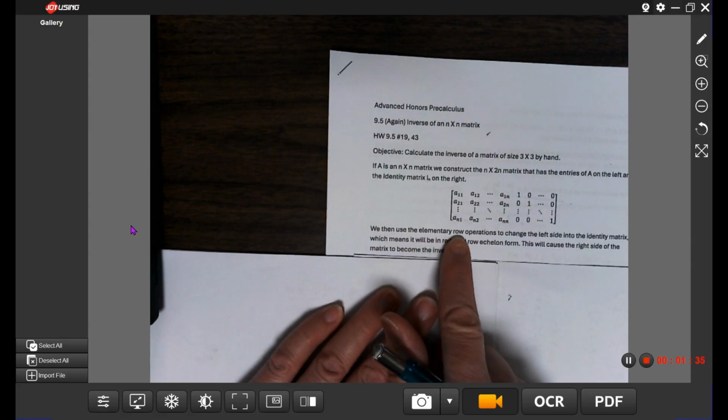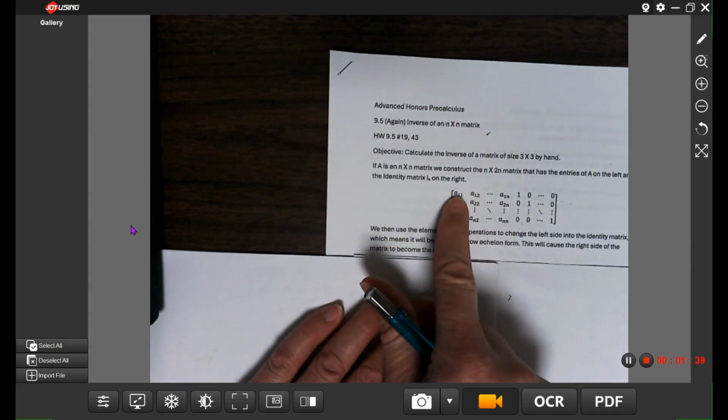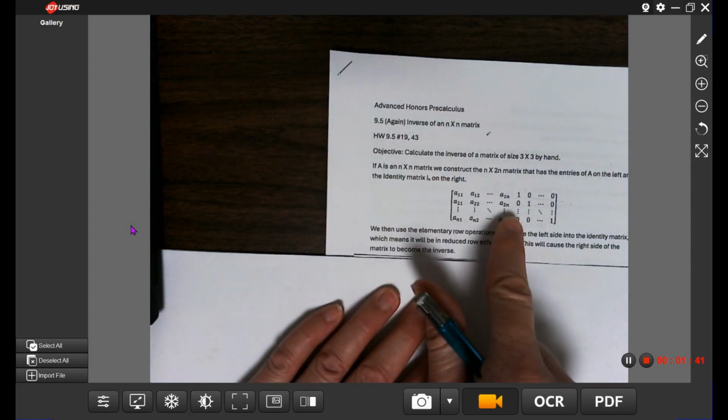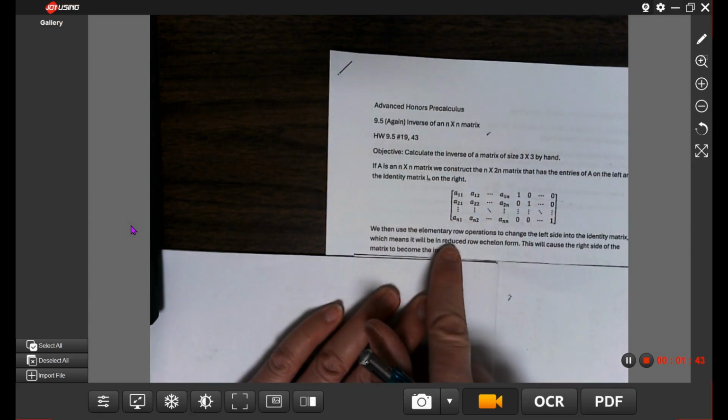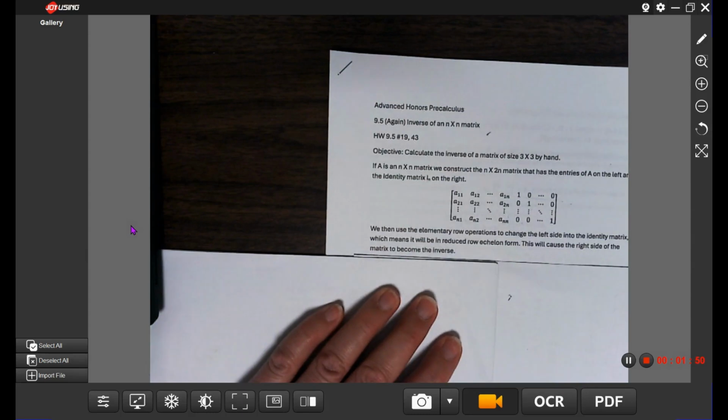And then we're going to use elementary row operations, which we learned about before, to change the left hand side into the identity matrix, which means ones on the diagonal and zeros above and below. And it will be in reduced row echelon form. This will cause the right side of the matrix to become the inverse of the original.